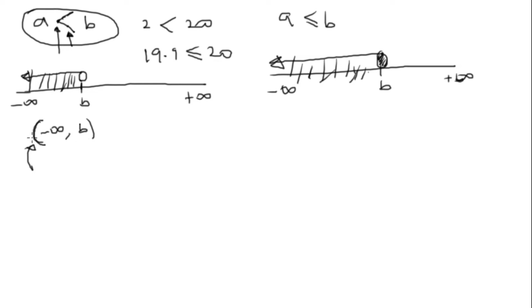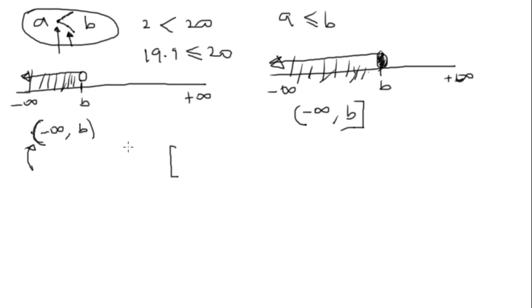I use parentheses. This kind of bracket is called parentheses. Use parentheses when you have infinity, but use the square bracket when you have less than or equal to. For instance, anytime you have infinity, use the parentheses. So I will have negative infinity, comma, then B, and since it includes B as well, I need to use the square bracket.